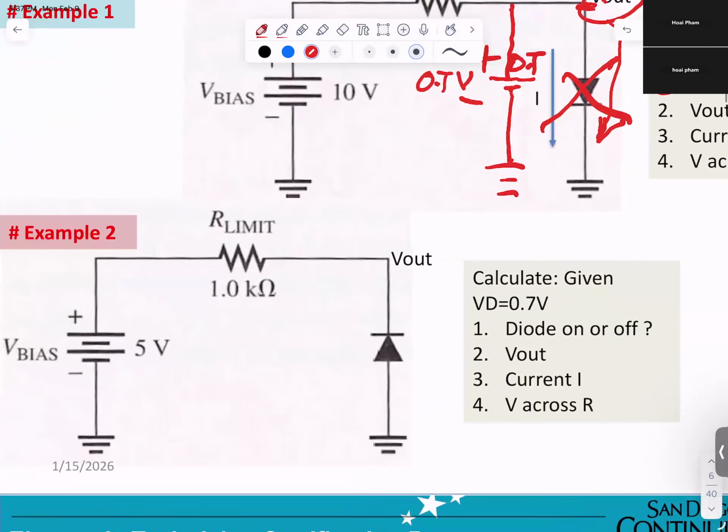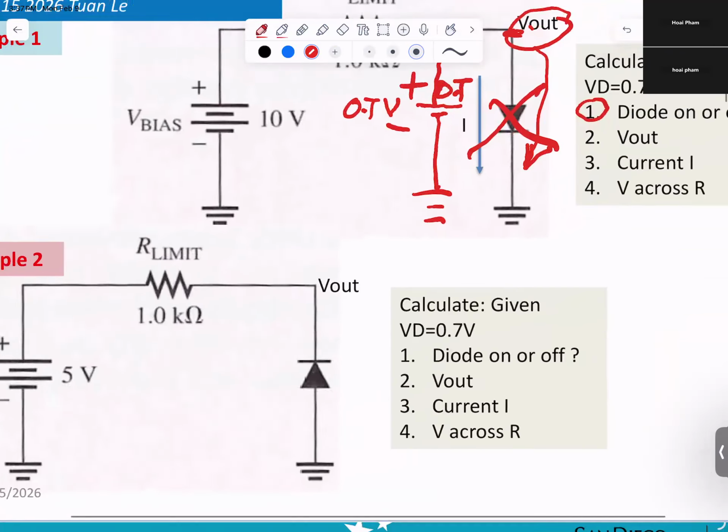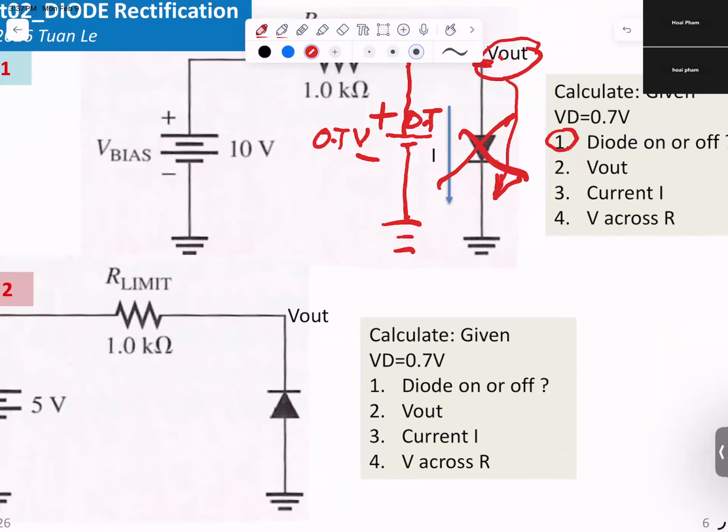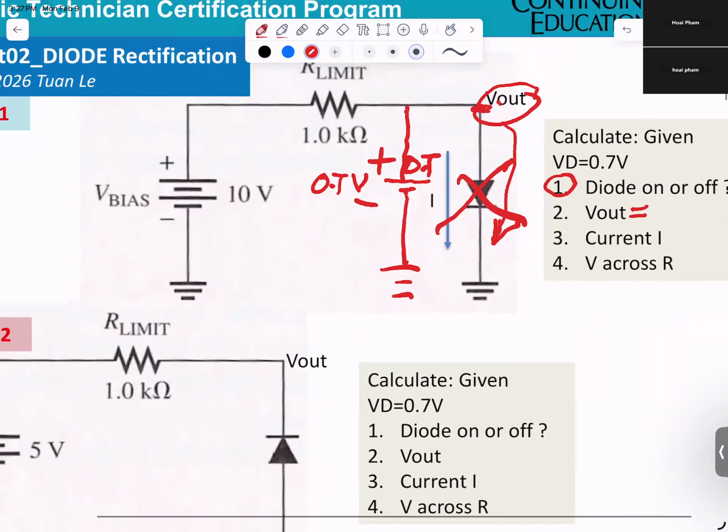Okay. And diode on or off. Okay. In this case, now VL. What does VL equal? 9.3 volts? No, 0.7. The thing is you measure from this point to the ground. Only thing you get is 0.7.